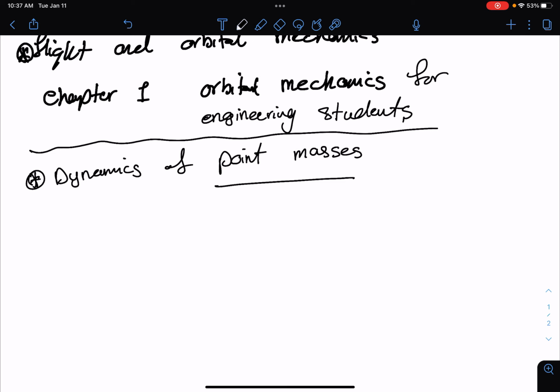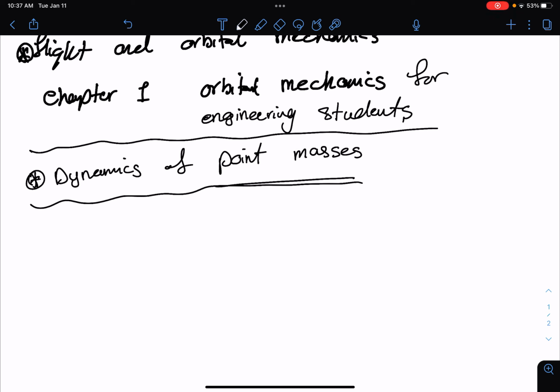It is a point. So we are going to start the review with the dynamics of point masses, and for most of the lecture, we are going to assume that a plane is a point mass because a plane is much smaller than the Earth.